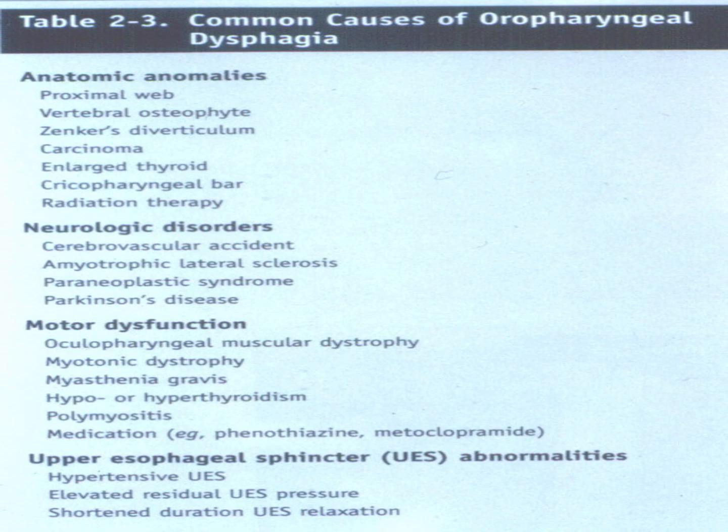Oropharyngeal dysphagia is usually caused by a variety of mechanical and neuromuscular conditions. This would show you some of the examples. Examples of mechanical are enlarged thyroid, Zenker's diverticulum, carcinoma, etc. While neuromuscular conditions include myasthenia gravis, Parkinson's disease, stroke, etc.